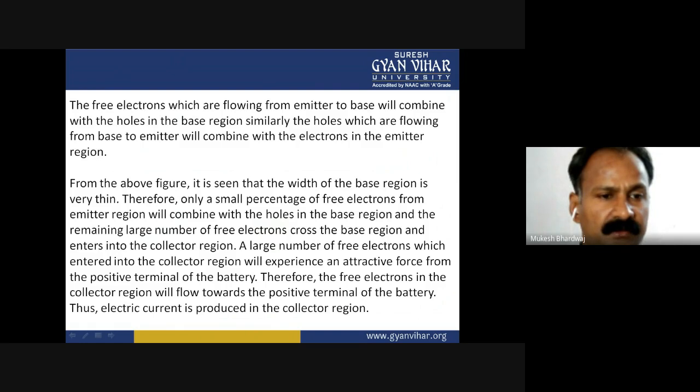From the above figure, it is seen that the width of the base region is very thin. Therefore, only a small percentage of free electrons from the emitter region will combine with the holes in the base region, and the remaining large number of free electrons cross the base region and enter into the collector region. A large number of free electrons which entered into the collector region will experience an attractive force from the positive terminal of the battery. Therefore, the free electrons in the collector region will flow towards the positive terminal of the battery. Thus, electric current is produced in the collector region.